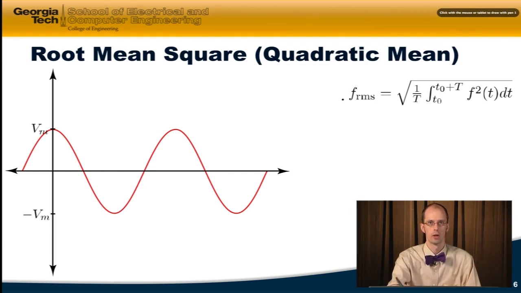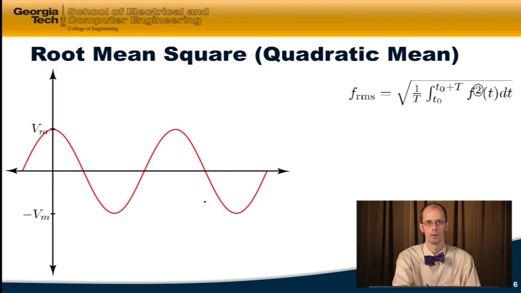So it's called the root mean square because here you have the square root. And then this 1 over T integration is the average, or the mean. And then you're going to take the square of the function. To make it a little bit easier to see how to calculate this, we'll do a little bit of animation.